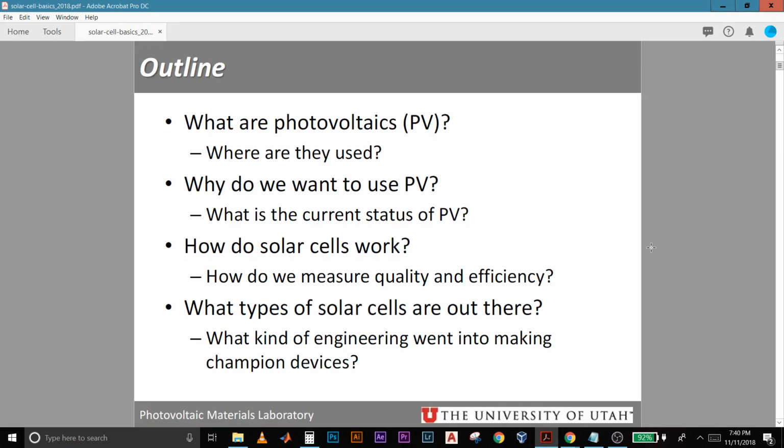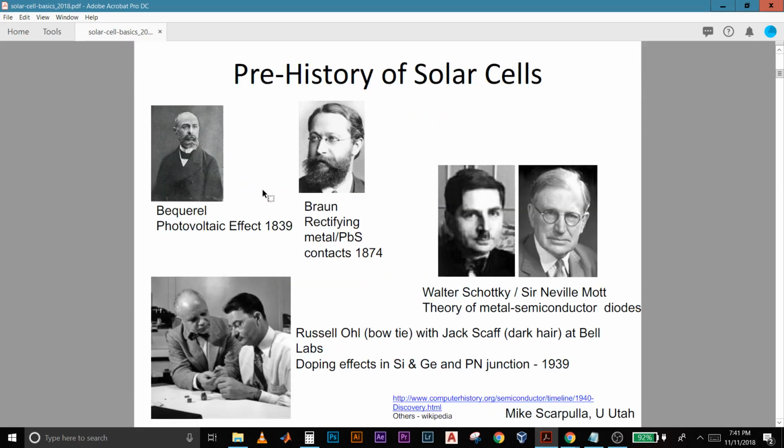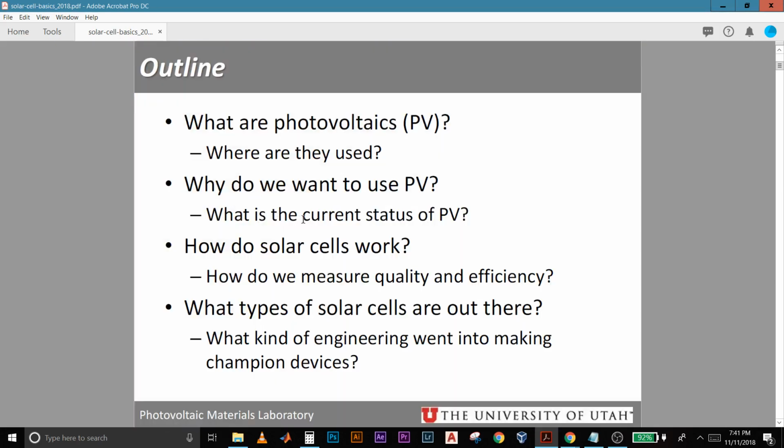Just to begin with, here's the outline of what we are going to go over today. Firstly, I'm going to talk about what we mean when we say the term photovoltaics, what it encompasses, what photovoltaics is mostly used for. Then we are going to look at why we want to use photovoltaics in the first place, which leads us to the obvious question of what is the current state of photovoltaics around the world.